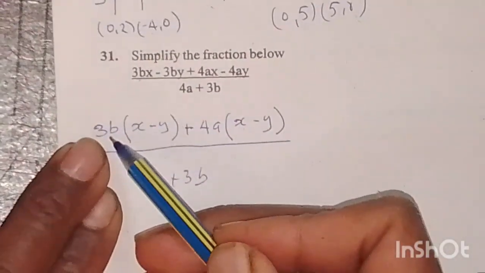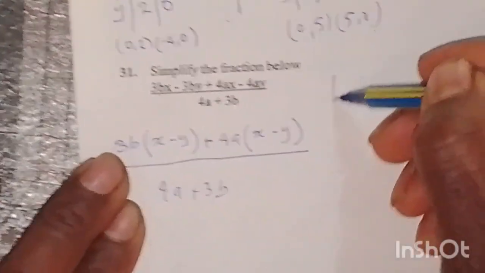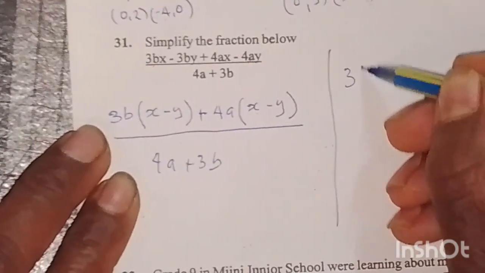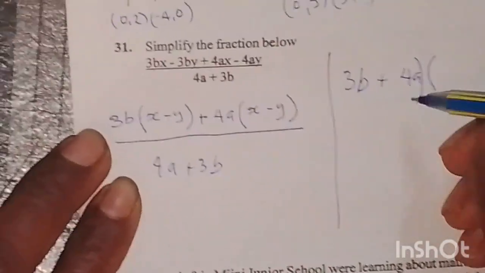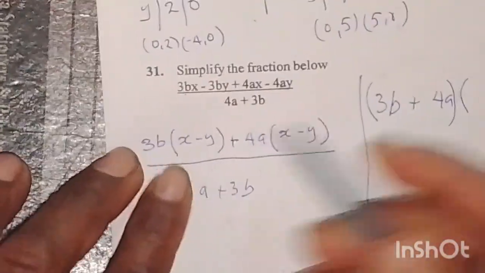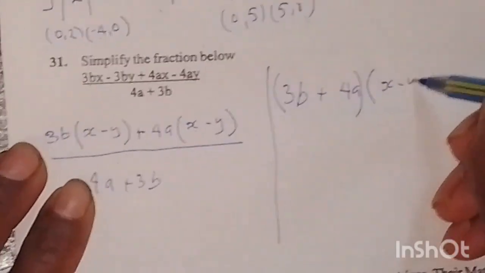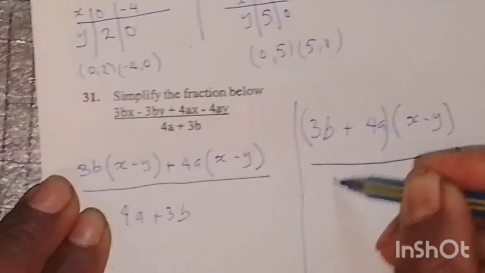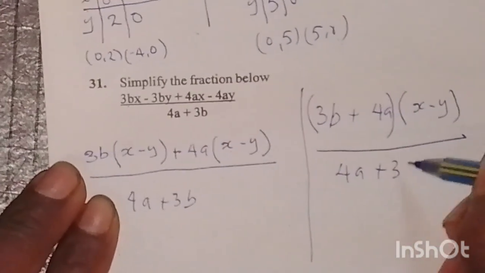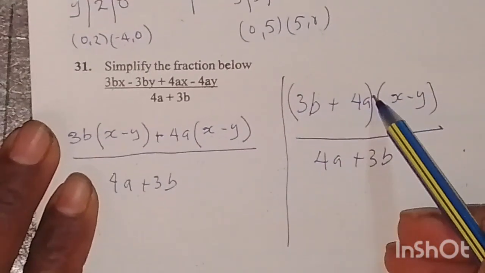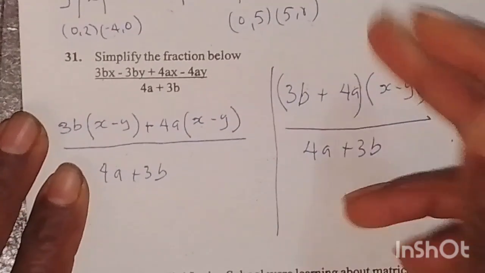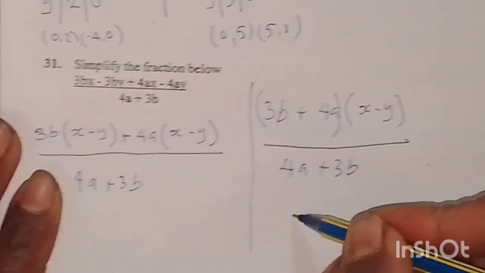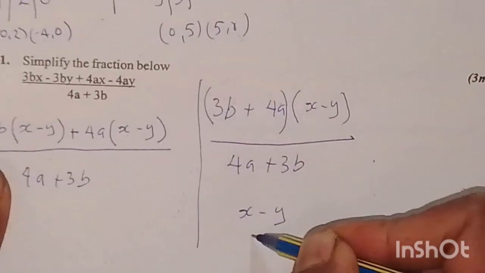Now, to solve this, put 3b plus 4a into brackets. Then one of these shall remain the same, x minus y. Then you divide by 4a plus 3b. Notice 3b plus 4a is the same as 4a plus 3b. 4a, 4a, 3b, 3b. Therefore, this cancels itself, and the answer shall be x minus y. This is the solution to question number 31.